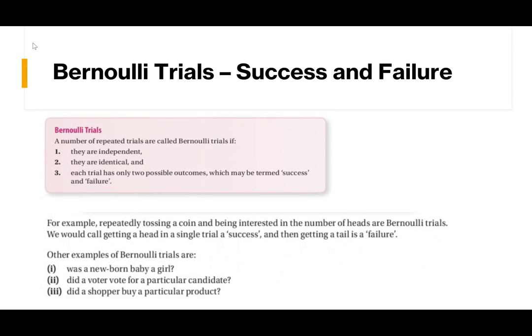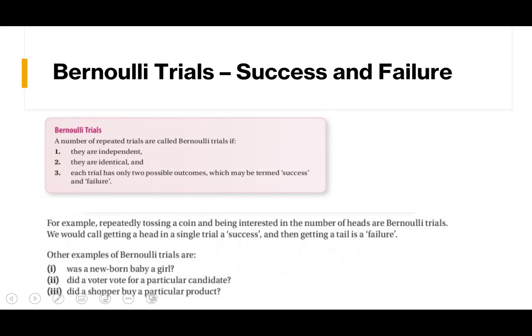Other examples of Bernoulli trials are: was a newborn baby a girl? Obviously girl is the success, boy is the failure in that case. Did a voter vote for a particular candidate? The particular candidate you're talking about is a success, and every other candidate would be the failure. Did a shopper buy a particular product, and so on. You get the idea.